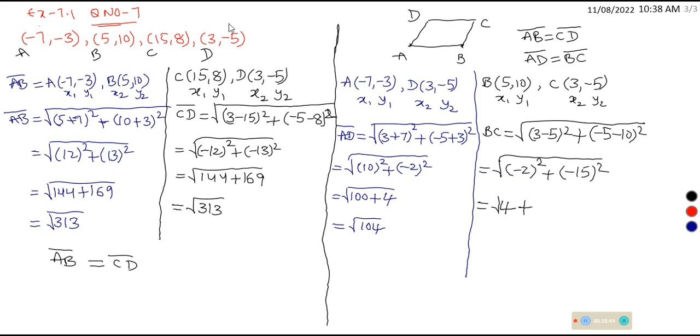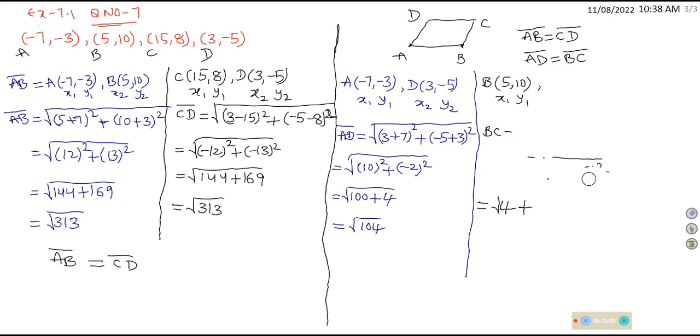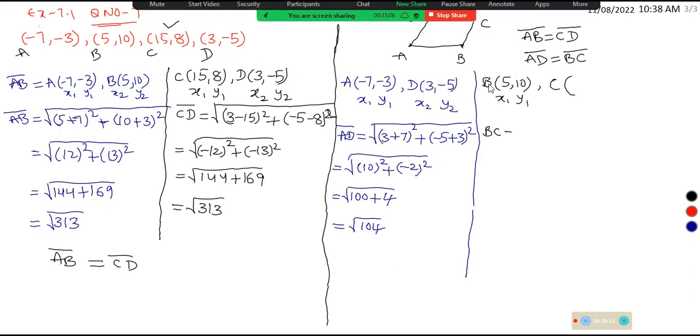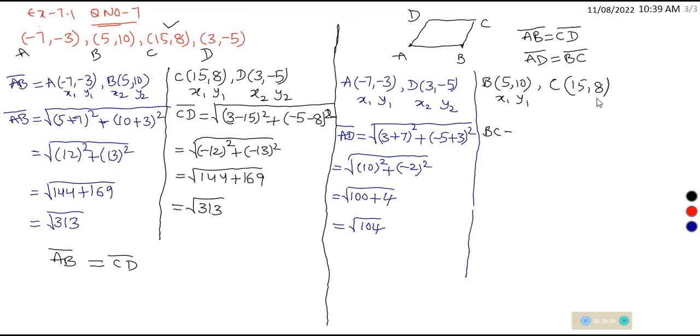Sorry, here we took D, no, for BC it should be C. Sorry for the inconvenience. See, here we have to take the C point now. C point is (15, 8). Now we took here (3, -5) by mistake. So it is 15 comma 8.